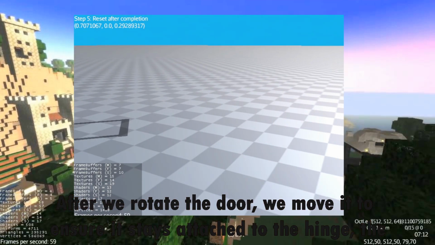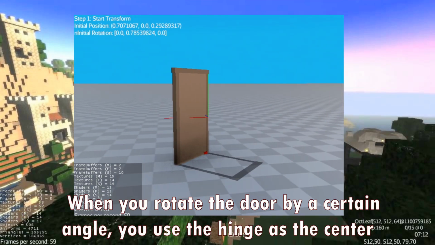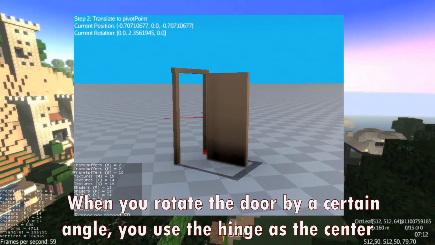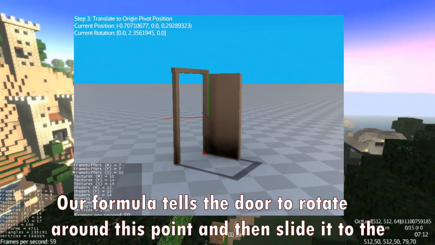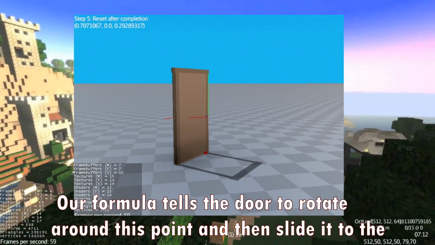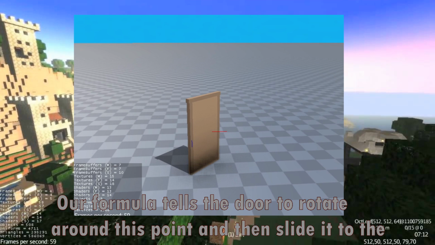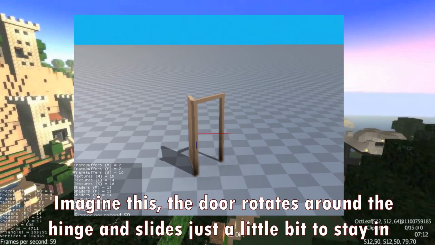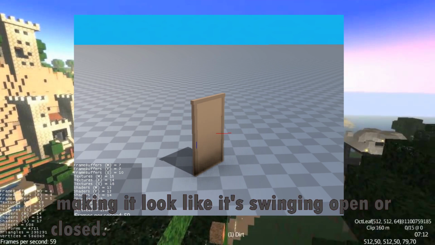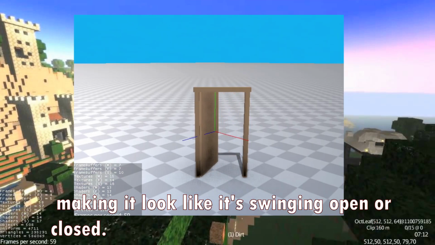The formula. When you rotate the door by a certain angle, you use the hinge as the center point. Our formula tells the door to rotate around this point and then slide it to the correct position. Imagine this. The door rotates around the hinge and slides just a little bit to stay in the right place, making it look like it's swinging open or closed.